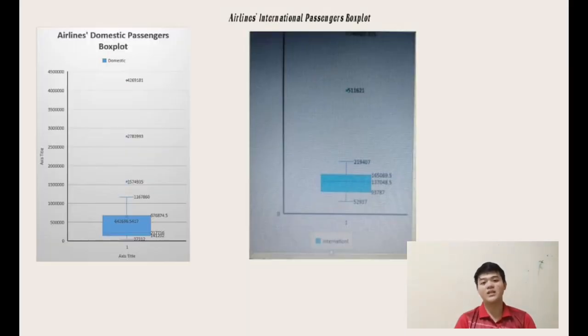Next, we construct the box plot for domestic and international passenger traffic of all airlines. This is the box plot for the domestic airline and international airline. For this box plot, we can see both medians are off the center within the box, located at the bottom of center. And second, there are 3 outliers in domestic airline and 4 outliers in international airline on the upper side of the box, and the whisker is shorter on the lower side of the box. Therefore, the distribution of domestic and international passenger traffic is positively skewed for both box plots.